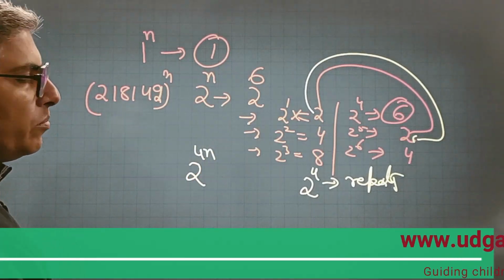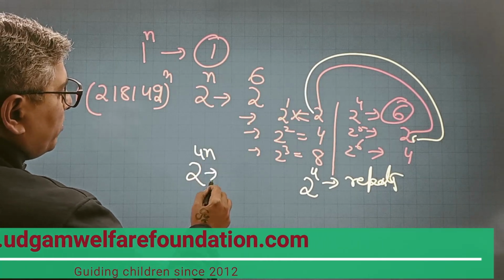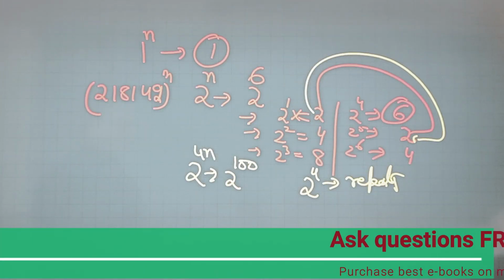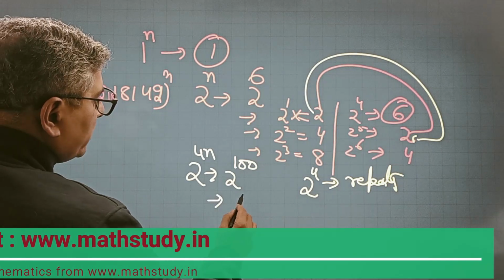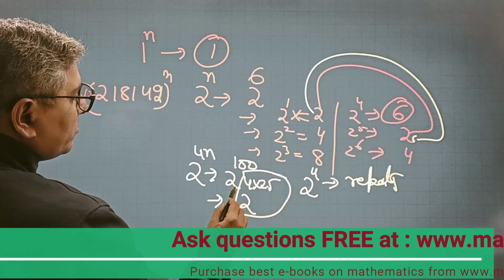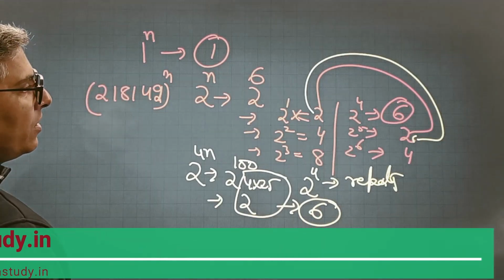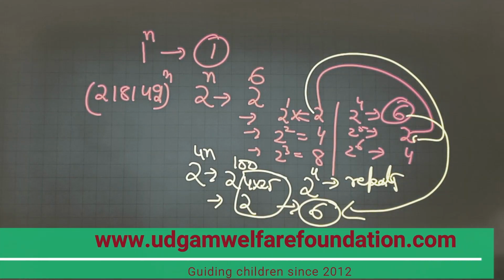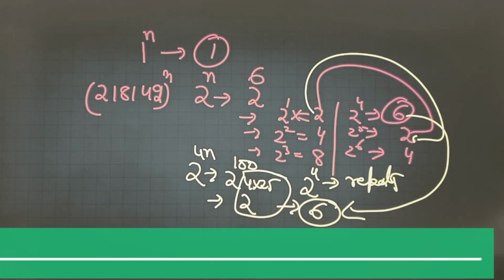So in this scenario what we can do, basically we can find 2 raised to the power 4n first. That means any power which is a multiple of 4 first. For example, let us say we have to find 2 raised to the power 100. In this scenario the power is a multiple of 4, so it is basically 2 raised to the power 4 into 25. Here we can see that the unit place number will be 6. Very simple. With the help of this pattern, any power of 2 which is a multiple of 4 will give us 6 at the unit place.